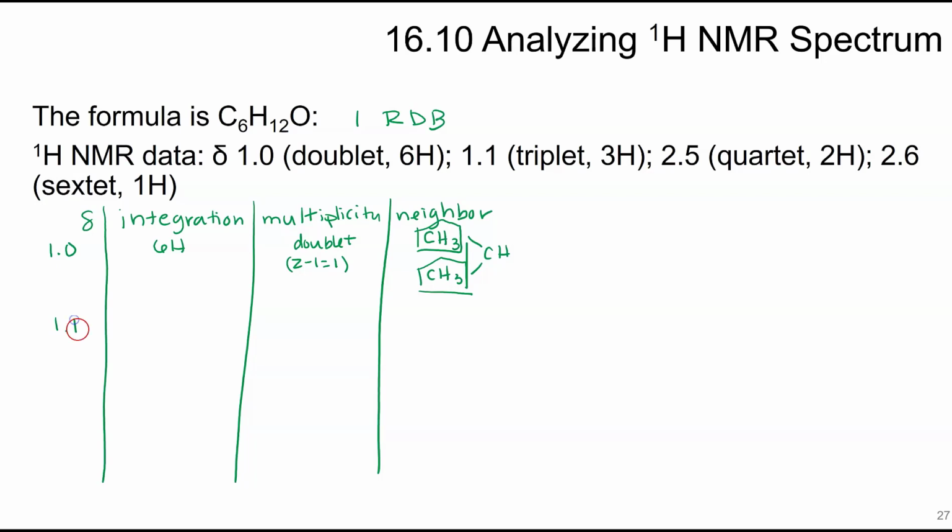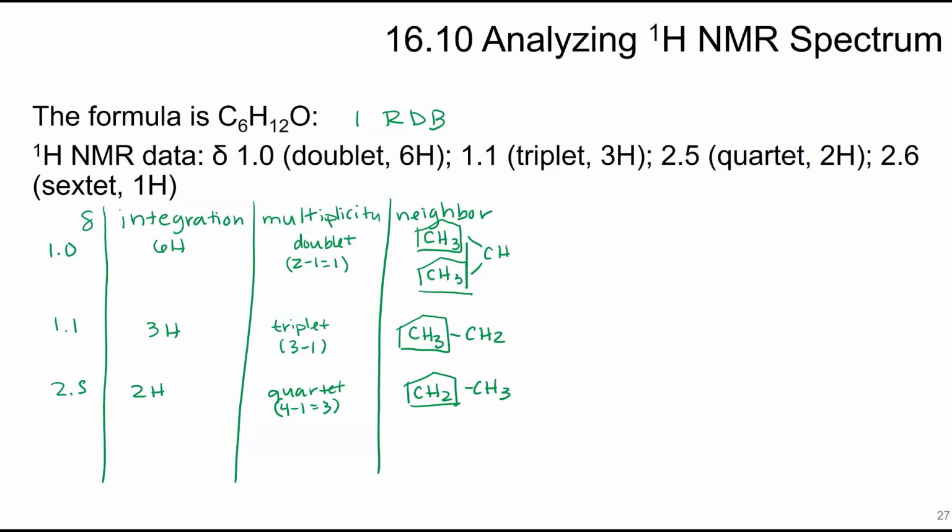And then I have a 1.1 that is 3H here. That's a triplet. So that's 3 minus 1. So I have 2 neighbors. I have a CH3 next to a CH2. And then at 2.5, there's a quartet with 2H. There's a quartet, so that's 4 minus 1 equals 3. So I have a CH2 next to a CH3. And then at 2.6, I have a 1H. So this is the CH that sees 2 CH3s. So I'm going to tally up.